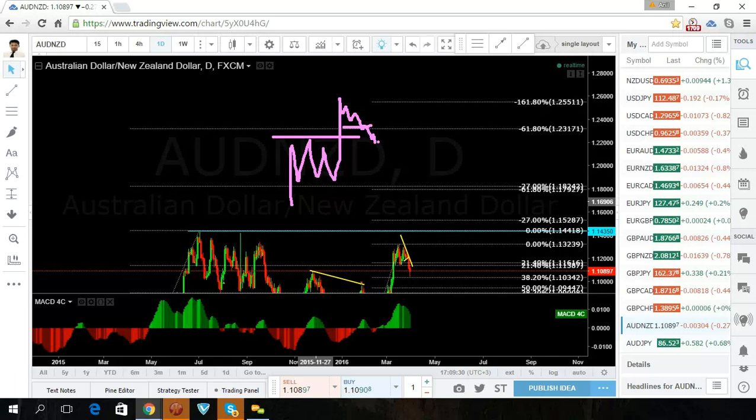It has nothing to do with the size of the pip. It could be 10 pips. It could be 100 pips. If I'm taking the trade, I would put my stop where that correction makes the trade no longer valid. You follow what I'm saying? And if you're trading by putting a standard amount of pips, you're doing it wrong.